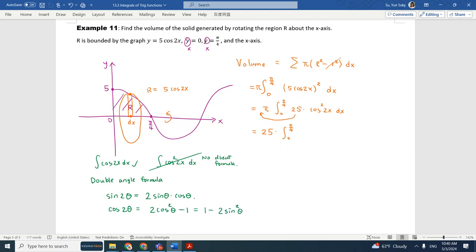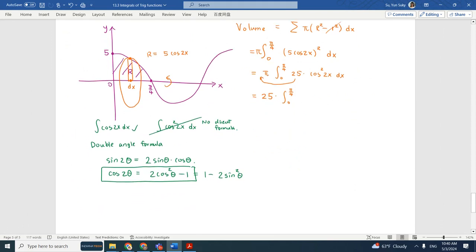Everybody? Okay, so this guy, we have the square. The problem we get stuck is because of the square. If we can get rid of the square, we're able to integrate that. Okay? So we want to get rid of the square. Let's use this equation.